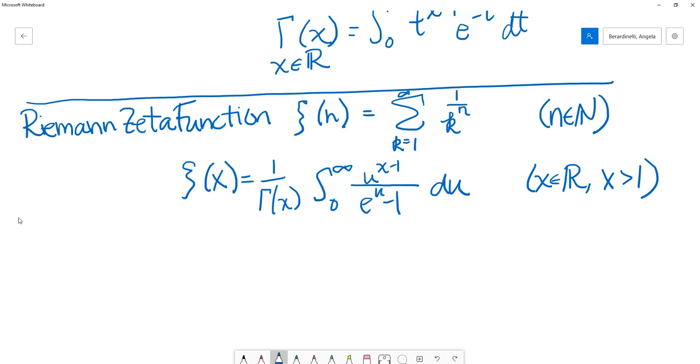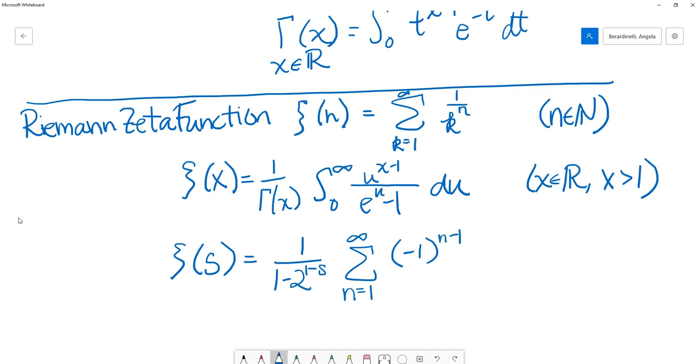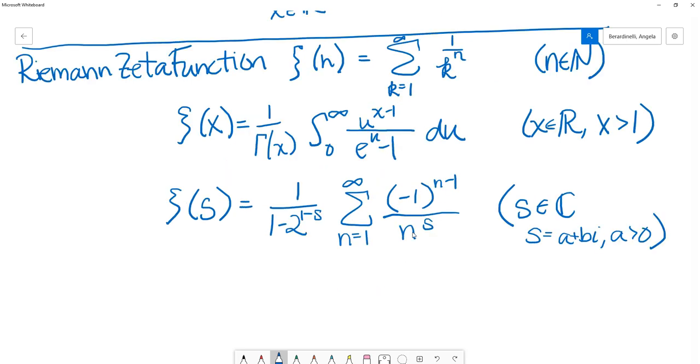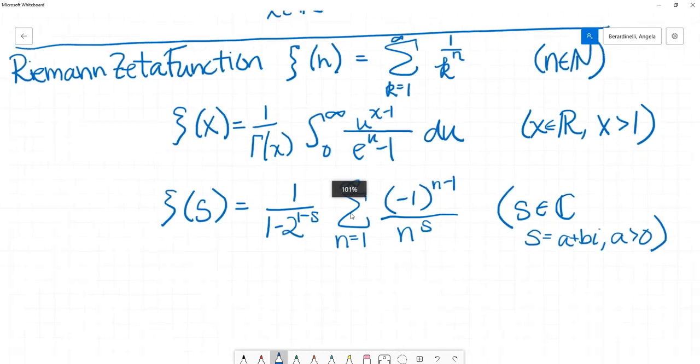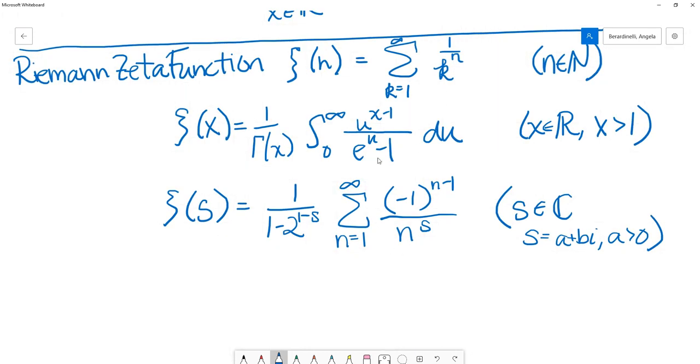So the next one is if we take a complex number, s, then it's going to be 1 over 1 minus 2 to the 1 minus s times the sum from 1 to infinity of negative 1 to the n minus 1 over n to the s. So this is for complex numbers with real part positive. So that would mean, say, s is a plus bi and a is positive. And this looks very similar to how it works for natural numbers. You're getting this infinite sum of powers of the number, but there's this extra factor at the beginning, and it's actually an alternating sum. The most general form is obviously going to be the most complicated.